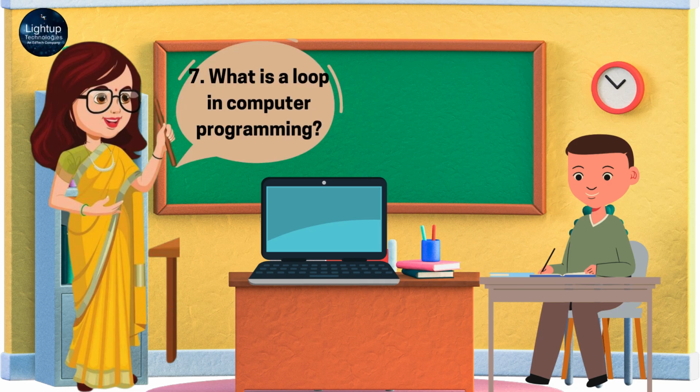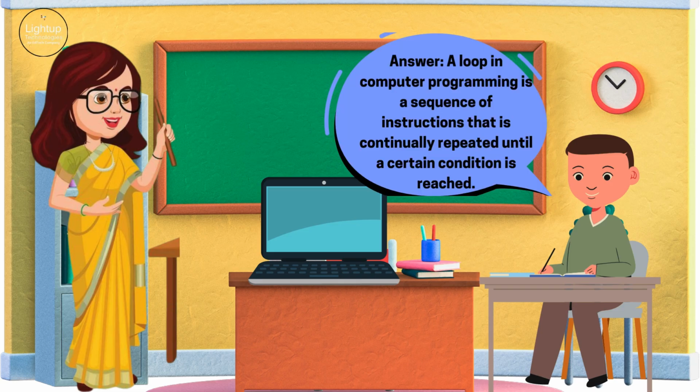What is a loop in computer programming? A loop in computer programming is a sequence of instructions that is continually repeated until a certain condition is reached.